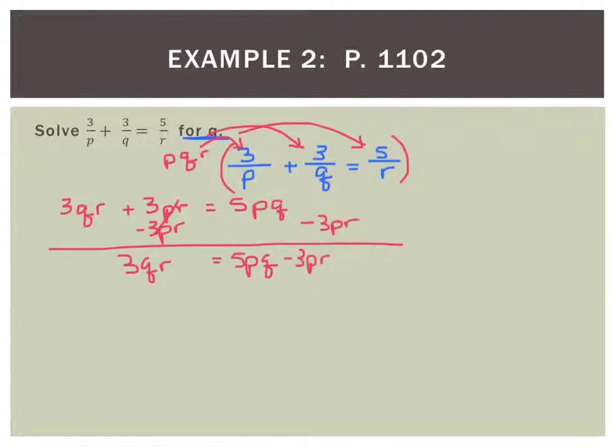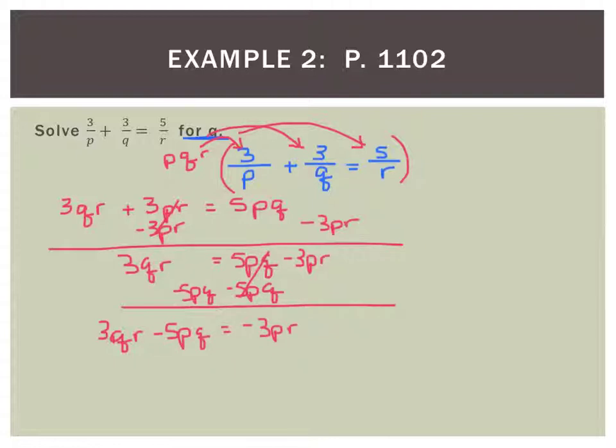Notice I didn't do 5 minus 3 is 2, and the reason is because the 5 is a PQ and the 3 is a PR, and those don't match, so I can't combine them together. Since I want Q by itself, and the 5PQ has a Q, I'm going to subtract that from this side, move it over. I want all my Q's together on one side. So I have 3QR minus 5PQ equals negative 3PR.